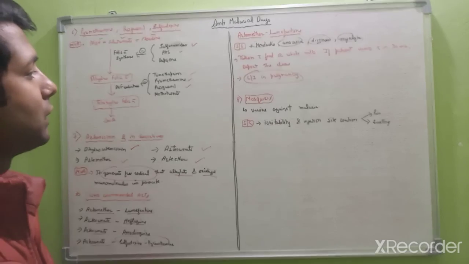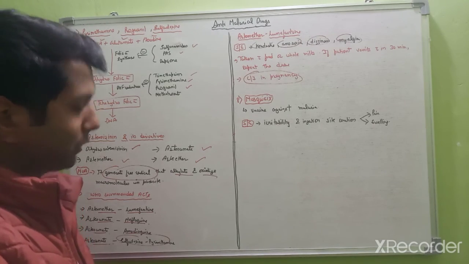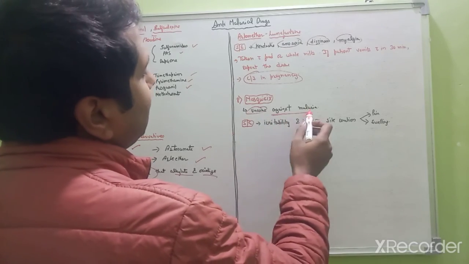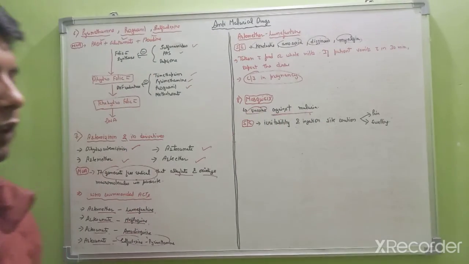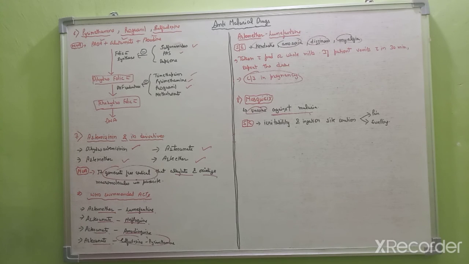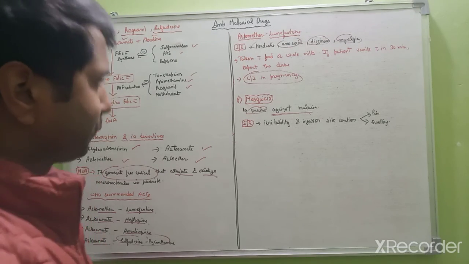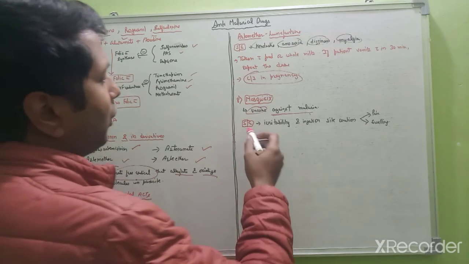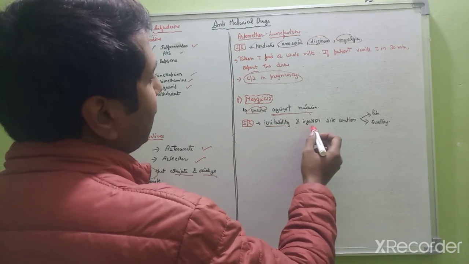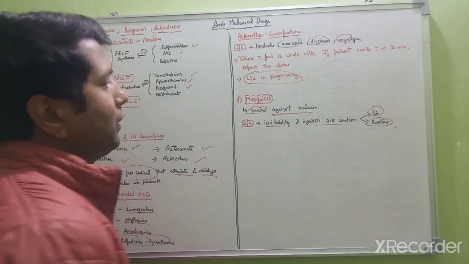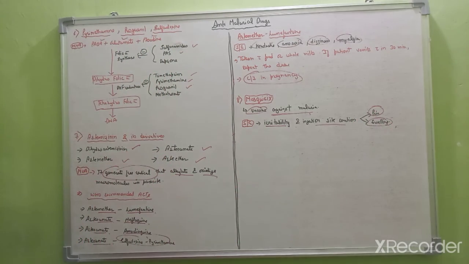Now the next is Mosquirix. It is a vaccine against malaria. It was approved around 2015 by the European agency. The side effects include irritability and injection site reactions like pain and swelling. So this is all the brief about the antimalarial drugs.